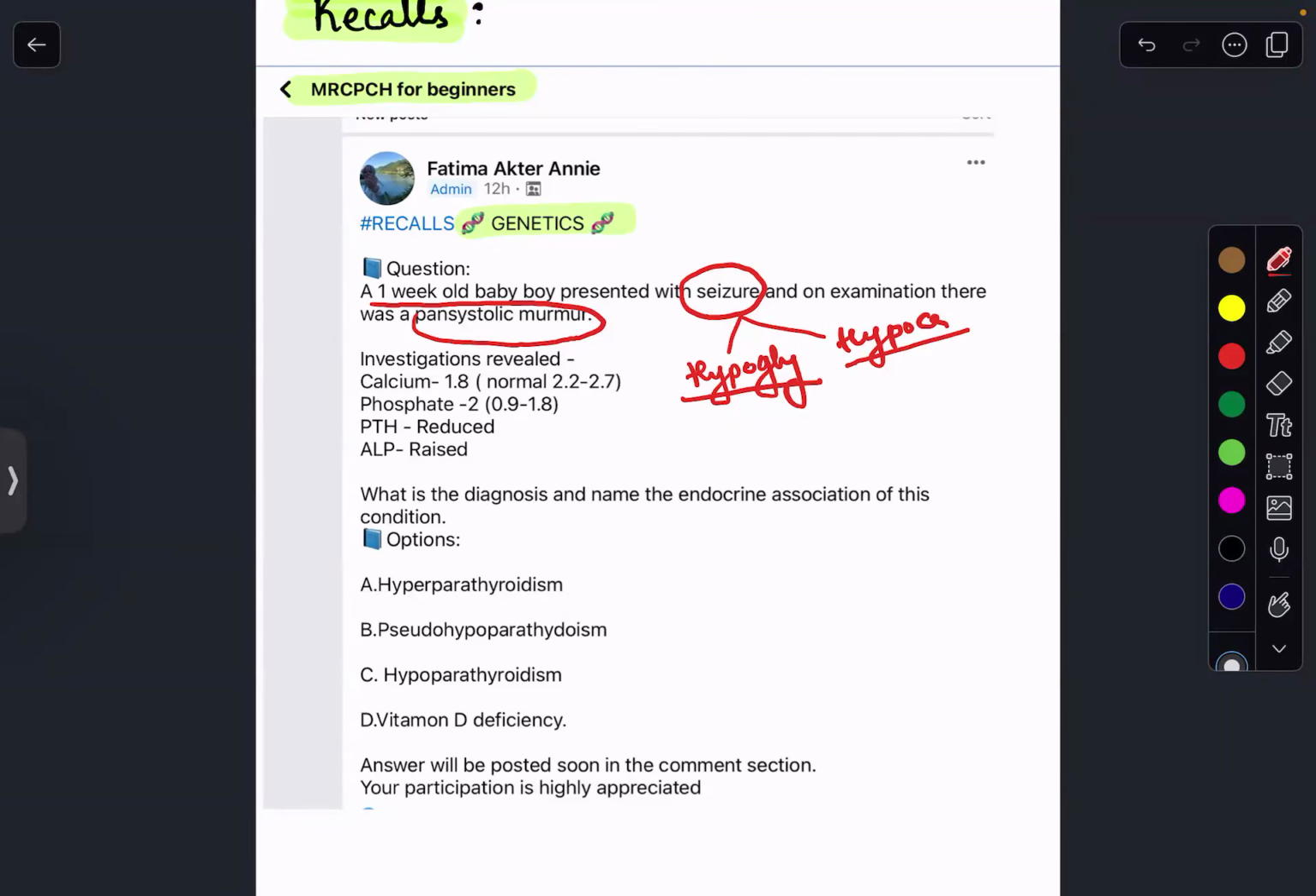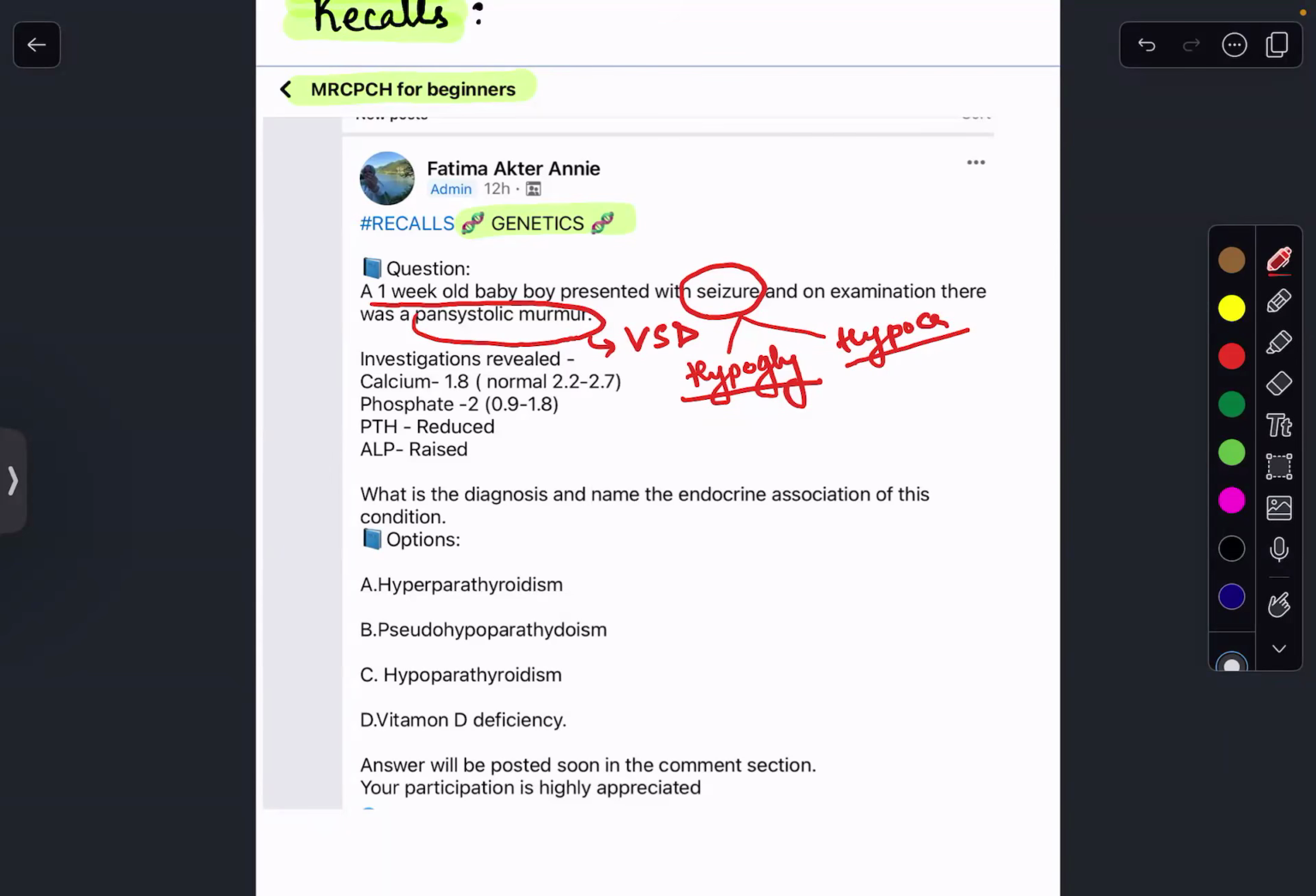Along with that, there is a pansystolic murmur. Now, in this particular recall, the location of the murmur isn't given, whether it is in the upper left sternal edge or lower left sternal edge. But we all know that pansystolic murmur is clinically caused due to ventricular septal defect. Therefore, we have a neonate presenting to us with seizure and a congenital heart disease. Clinically, we have diagnosed it.